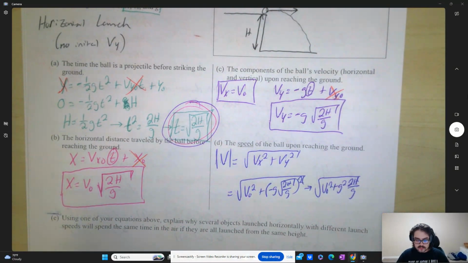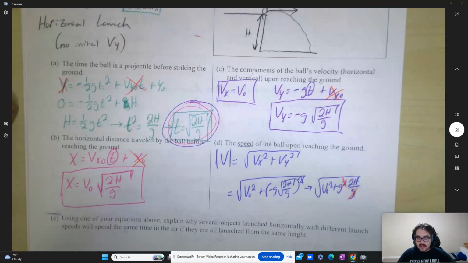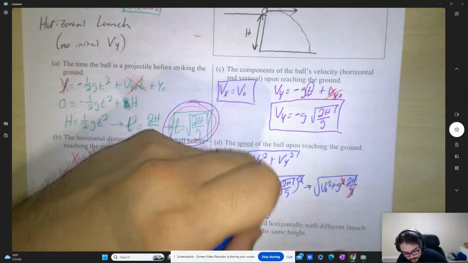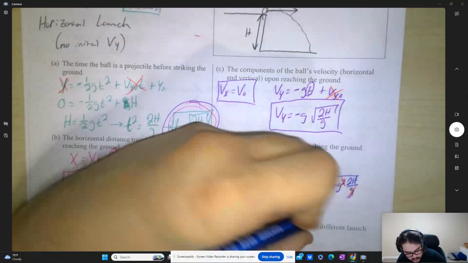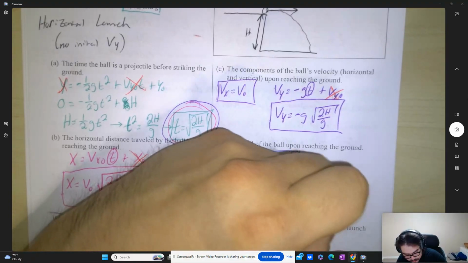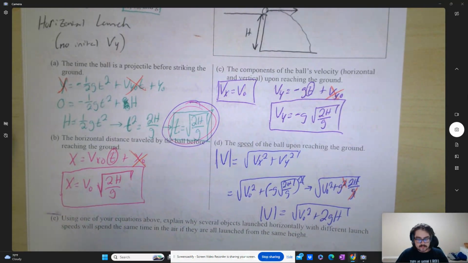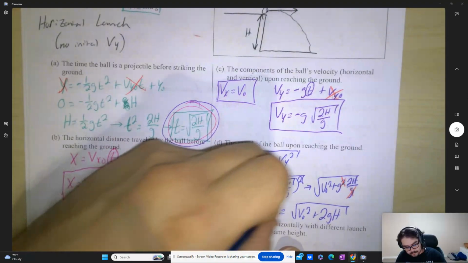And then you should notice, hey, wait a minute, I have a g here. Let's cancel those out. And you end up with an expression for the velocity, which is just root v naught squared plus 2gh. Okay? That's how you get that.